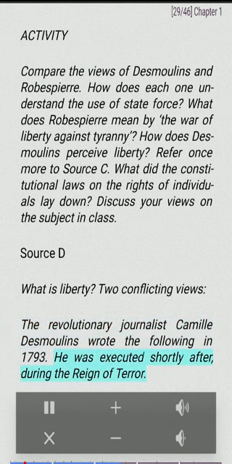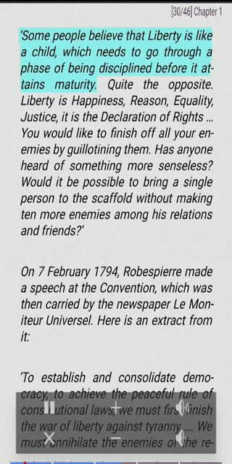Source D. What is liberty? 2 conflicting views. The revolutionary journalist Camille Desmoulins wrote the following in 1793. He was executed shortly after, during the Reign of Terror. Some people believe that liberty is like a child, which needs to go through a phase of being disciplined before it attains maturity. Quite the opposite. Liberty is happiness, reason, equality, justice, it is the Declaration of Rights. You would like to finish off all your enemies by guillotining them. Has anyone heard of something more senseless? Would it be possible to bring a single person to the scaffold without making 10 more enemies among his relations and friends?